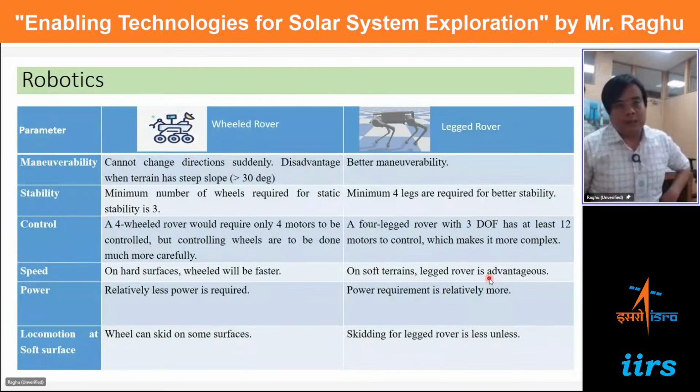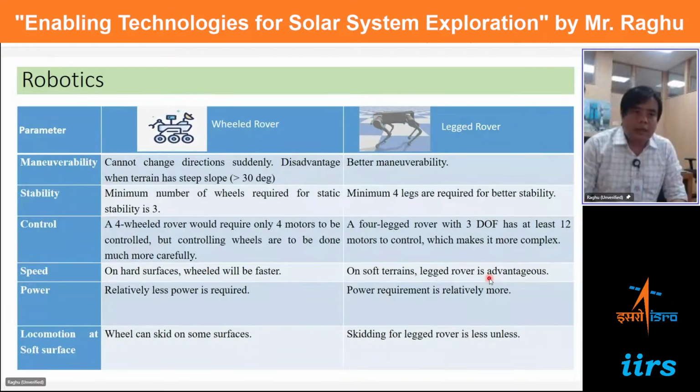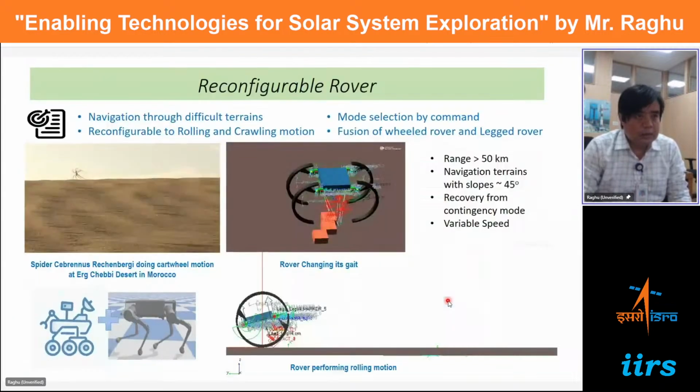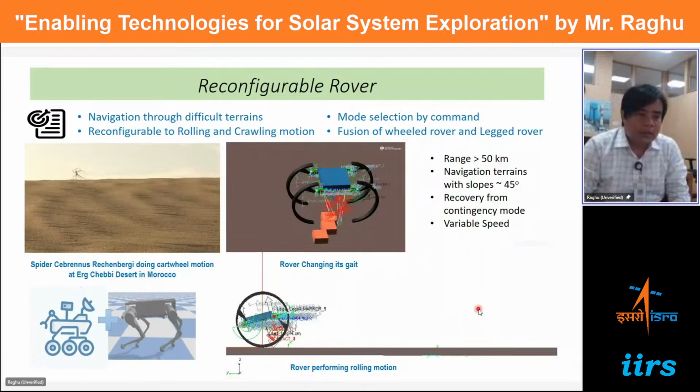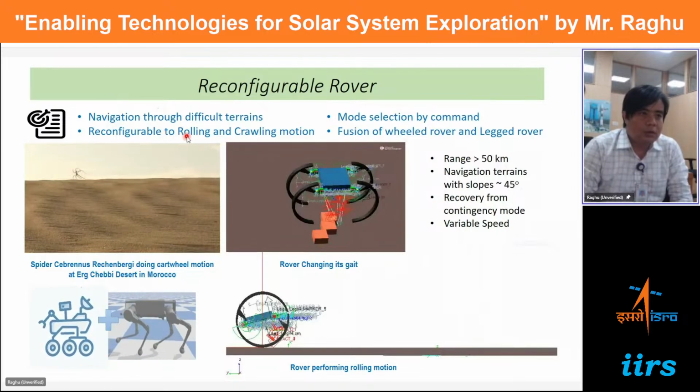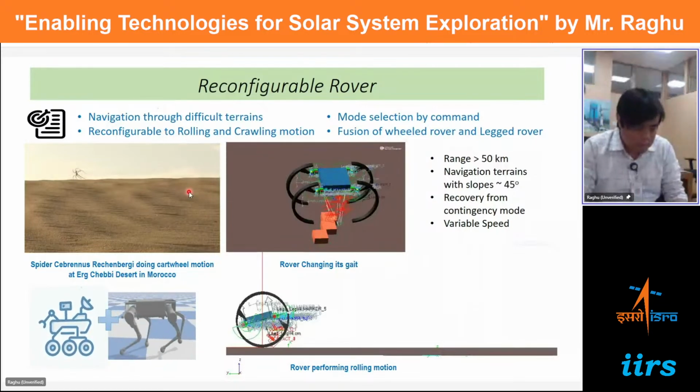So if we have such a leg rover, it can climb. This is one area you can think about, because this is a new emerging area. Another area is, if you combine these two, what will happen? If we combine the features of the wheel rover and the leg rover, we can get both features. That will be realized as a reconfigurable rover. What do we mean by a reconfigurable rover? The mode can change. It can change to rolling, to crawling motion. We'll see here.